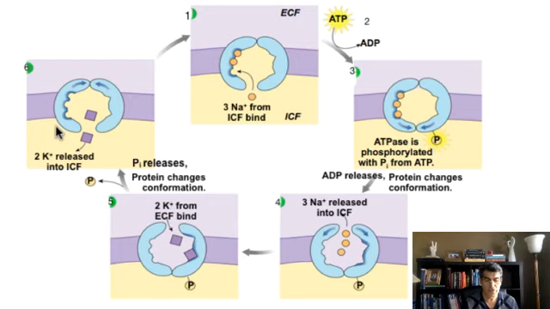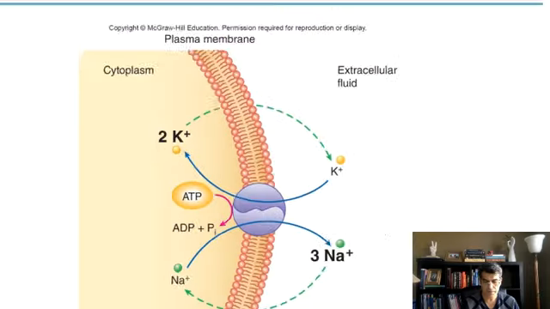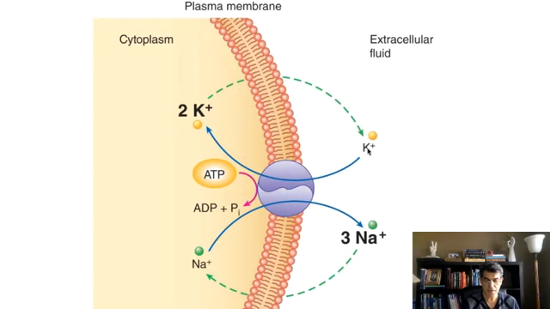To make a long story short, the first thing you have to understand is this pump moves 3 sodiums out and brings 2 potassium in. So 3 sodium versus 2 potassium. And second, the reason that the shape of this pump changes is because of attachment or detachment of ADP or phosphate. The 3-dimensional shape of a protein is extremely important for the function of the protein. This is a summary of what we just said. This pump is going to bring potassium in, 2 of them. It's going to take out 3 sodium.